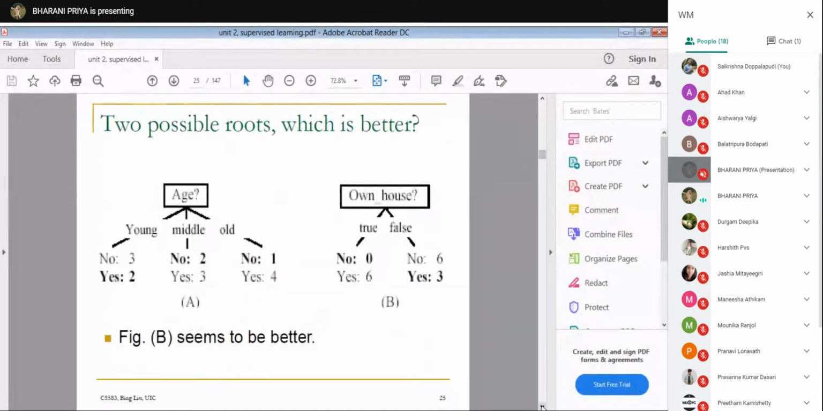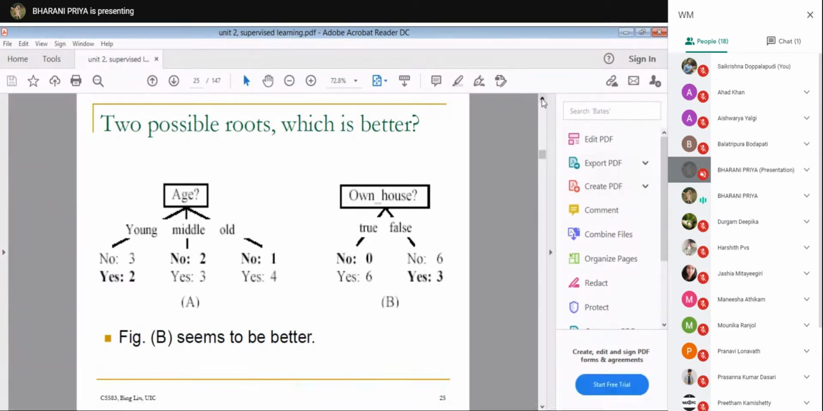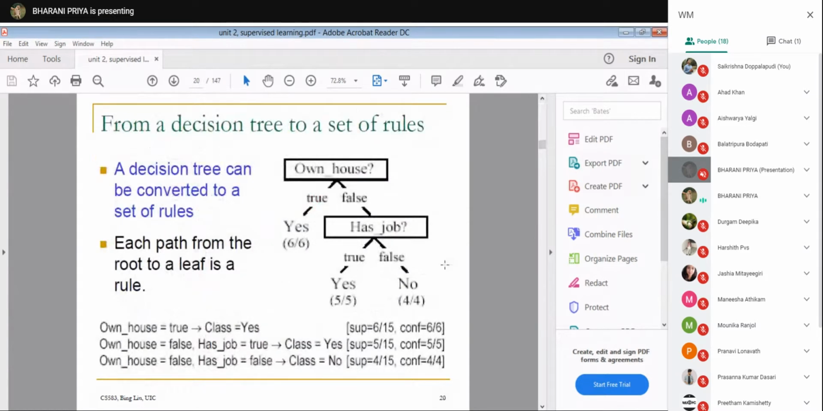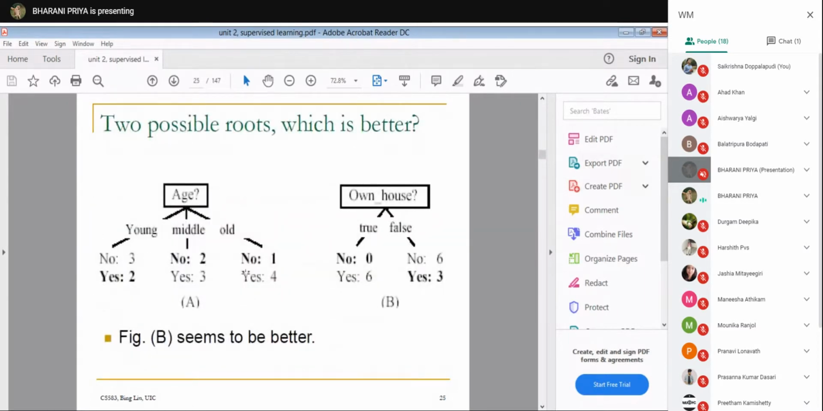Okay, again the loan data, right? Based on the values, I am asking: what is the difference between this decision tree and this decision tree? With a single attribute it is happening, and also the age one is not binary.